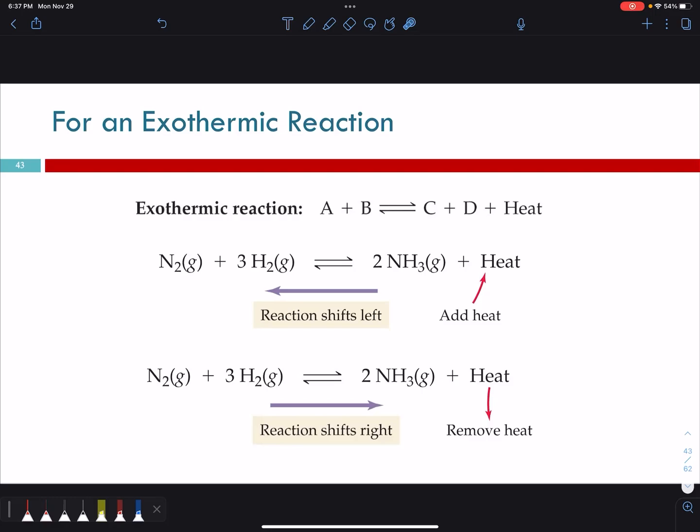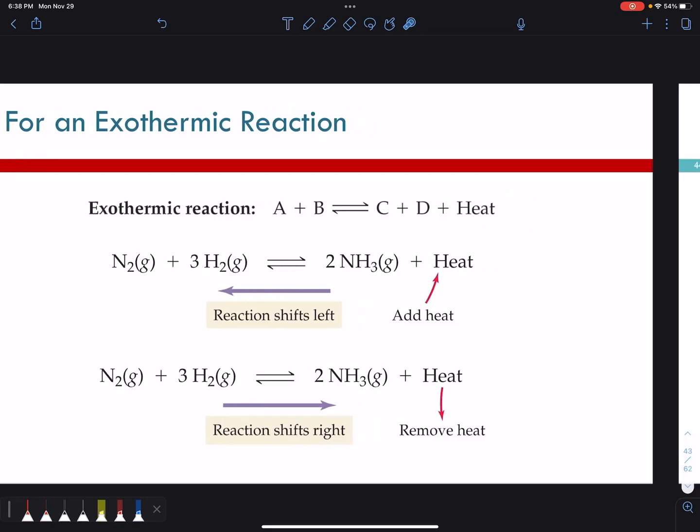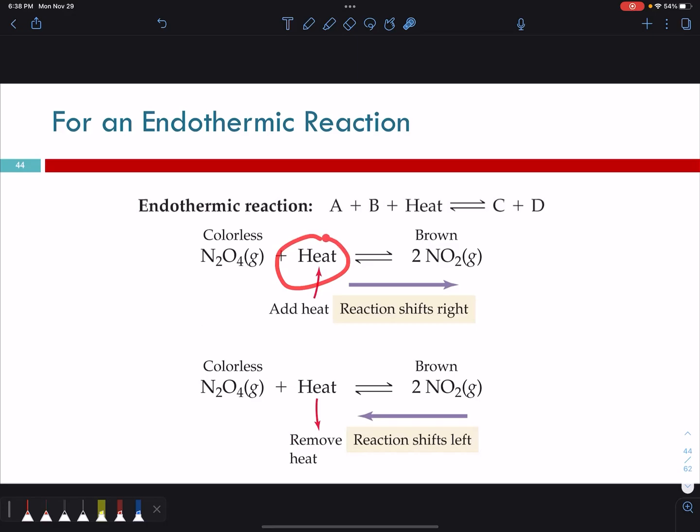If we have the same exothermic reaction and we are able to remove the heat from the reaction, so you've got a heat sink or you've got a fan blowing on it, or put it in a refrigerator, you're doing something to remove the heat from the reaction. That's like reducing the concentration of one of the products, and we shift then towards the products. So the key for these is remembering exothermic reactions, heat is a product, endothermic reactions, heat is one of the reactants.